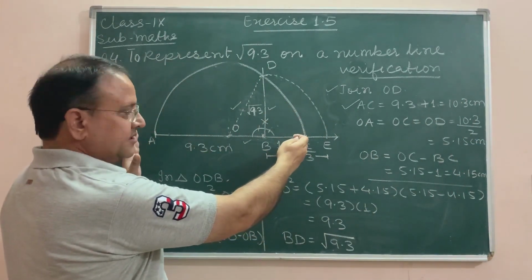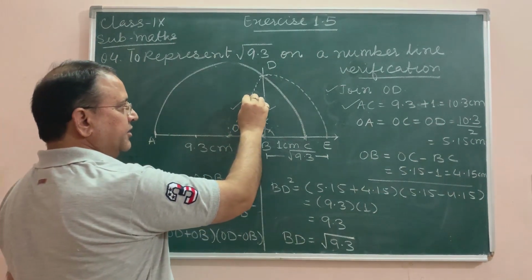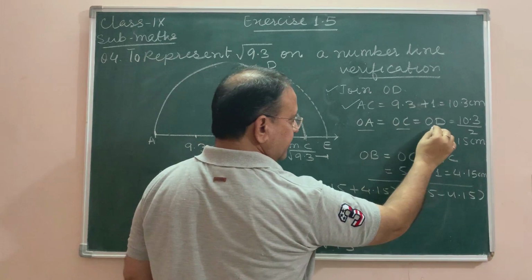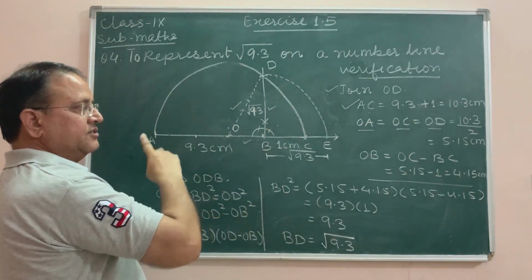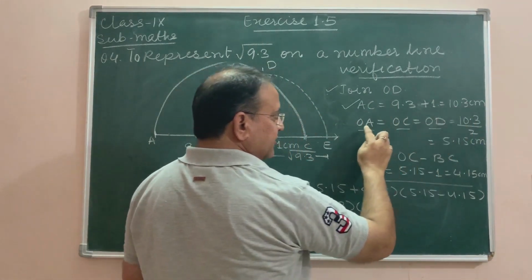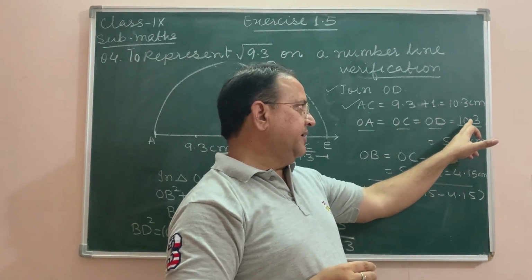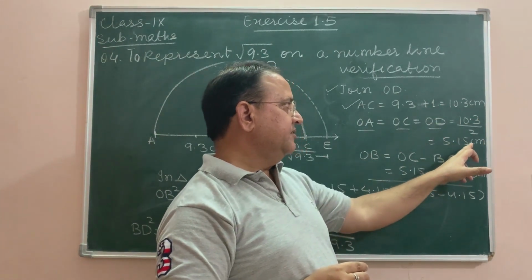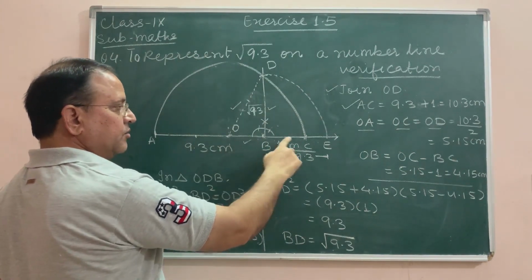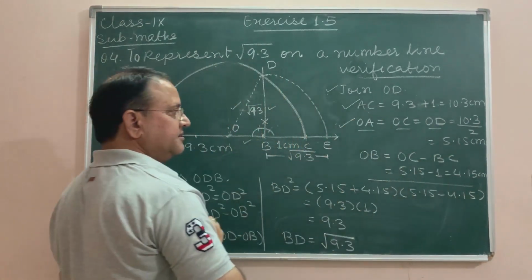Now AC is the diameter, O is the center. So which are the radii? OA, OD and OC. These are the 3 radii of this semicircle. Since the length of the diameter is 10.3, the length of the radius will be half of the diameter, 10.3 upon 2, that is 5.15. Length of each radius is 5.15 centimeters.